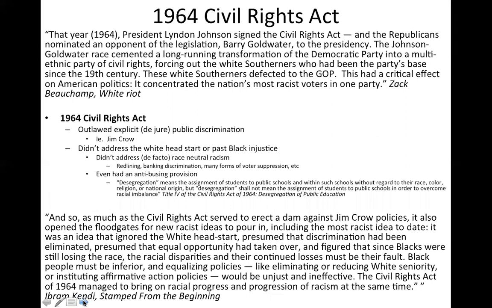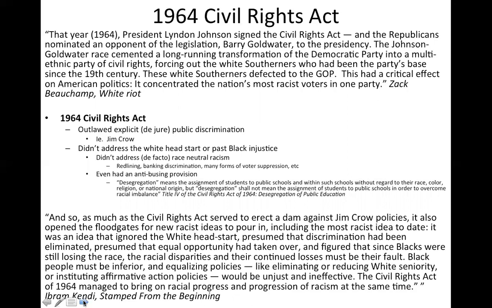I'm going to read this. Zack Beauchamp wrote that in 1964, President Lyndon Johnson signed the Civil Rights Act, and the Republicans nominated an opponent of the legislation, Barry Goldwater, to the presidency. The Johnson-Goldwater race cemented a long-running transformation of the Democratic Party into a multi-ethnic party of civil rights, forcing out the white Southerners who had been the party's base since the 19th century. These white Southerners defected to the GOP. This had a critical effect on American politics.